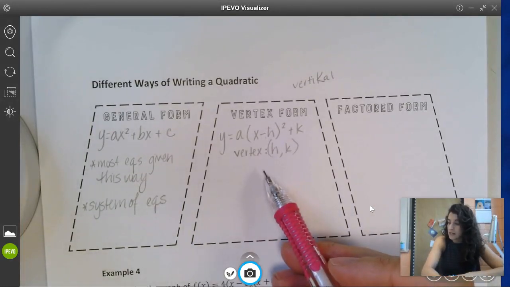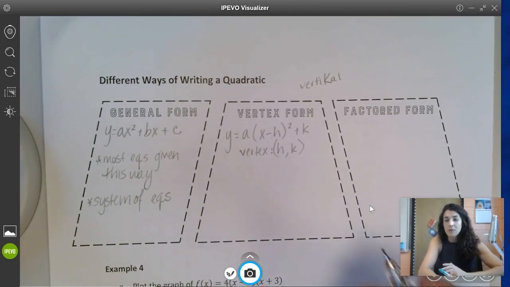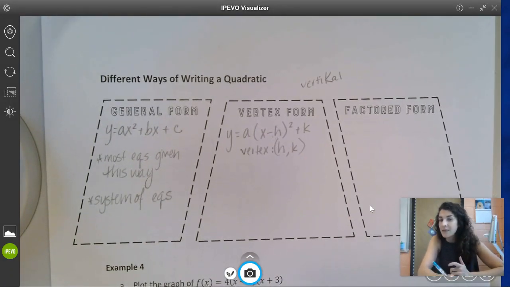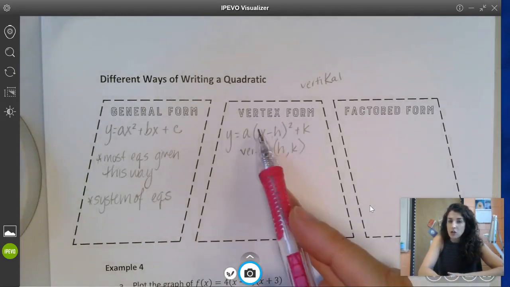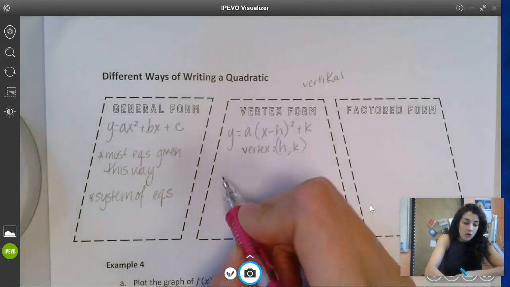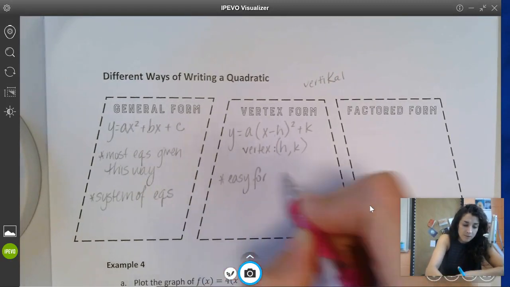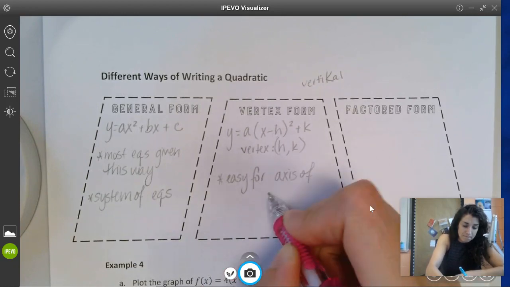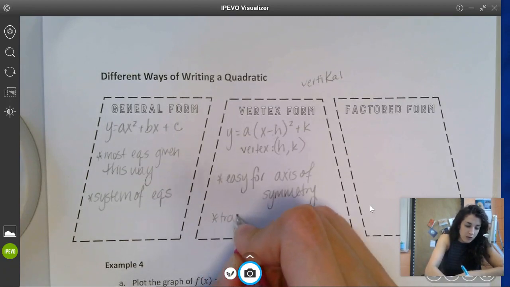So it tells us where the vertex is, which is really telling us what the transformations are. So remember, all the way back to 8th grade, when you talked a lot about transformations, maybe a little bit in 10th grade as well, this form tells you how it's been transformed. It's been moved this many units to the left, this many units up and down, and stretched. Your A tells you how much it's been stretched. It also helps you find your axis of symmetry and transformations.